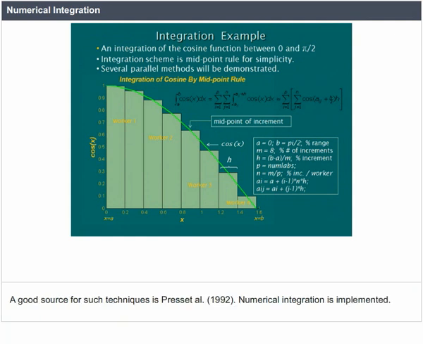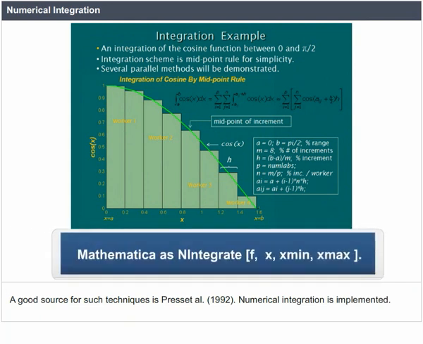A good source for such techniques is Press et al., 1992. Numerical integration is implemented in Mathematica as NIntegrate in the bracket f, x, x minimum, x maximum.